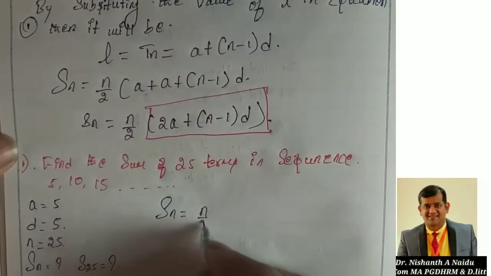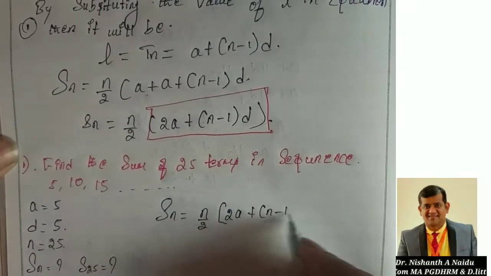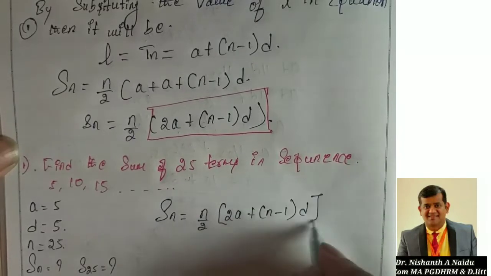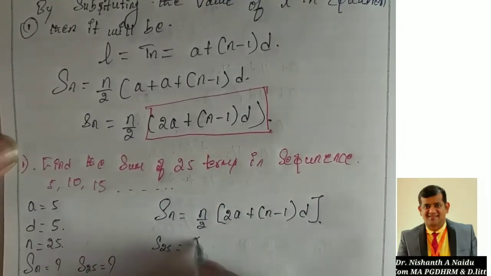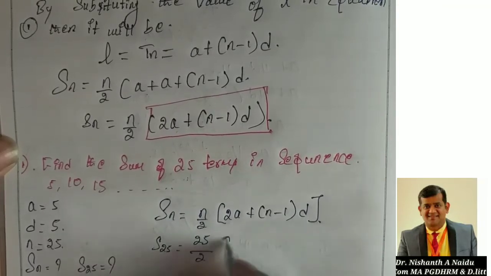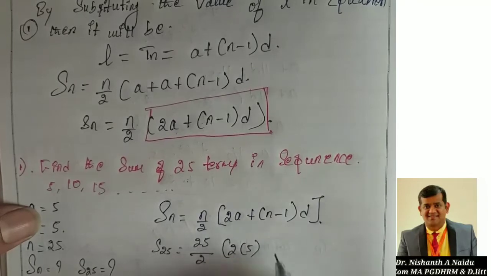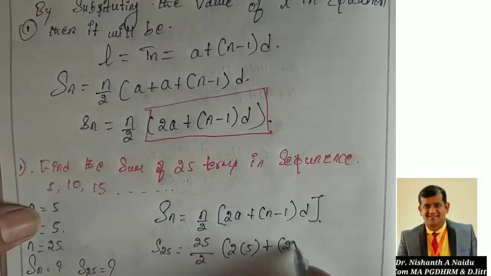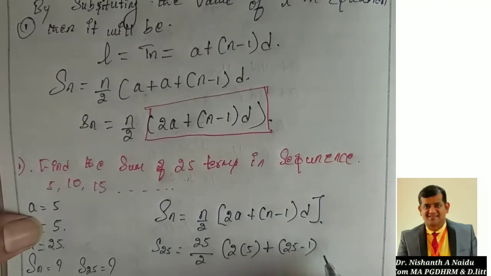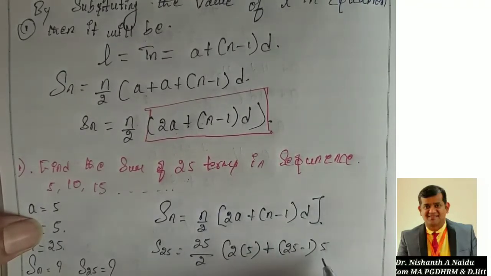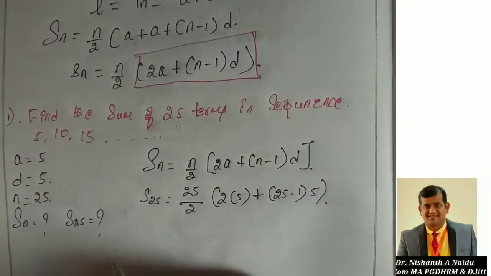Sn equals n divided by 2 into 2a plus n minus 1 into d. Okay, so that is S25 equals 25 divided by 2 into 2a. The a value is 5, plus n is 25 minus 1, and the common difference d value is also 5. Okay. So now let us simplify in the next level.